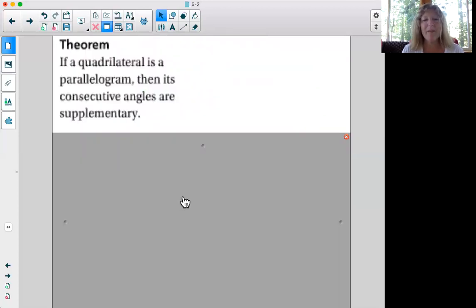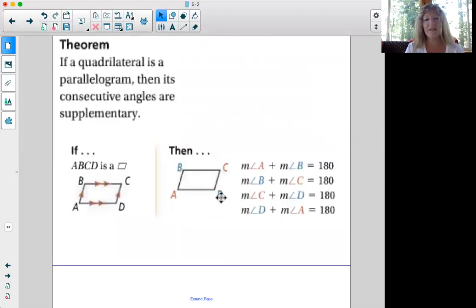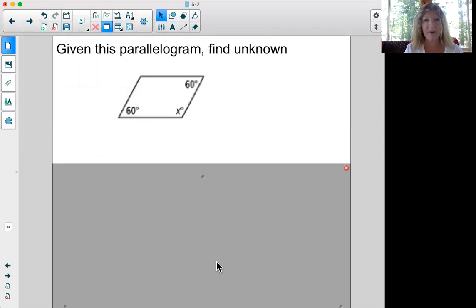So we need that vocabulary for the first theorem. If a quadrilateral is a parallelogram, then we know consecutive angles will always be supplementary. And notice there are four pairs of consecutive angles: A plus B, supplementary; B and C, supplementary; C and D, supplementary; A and D, supplementary. So four different pairs of consecutive angles inside any parallelogram, and they're all supplementary.